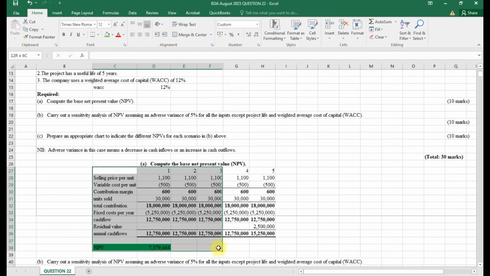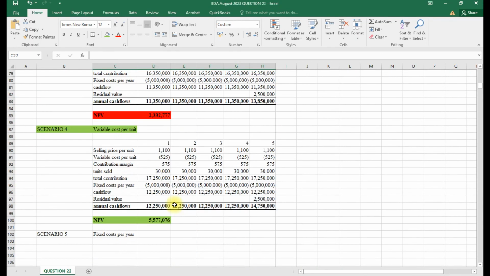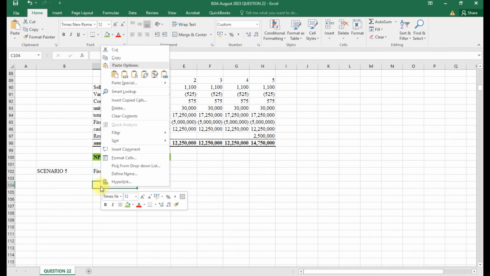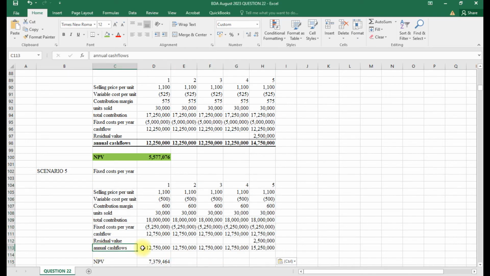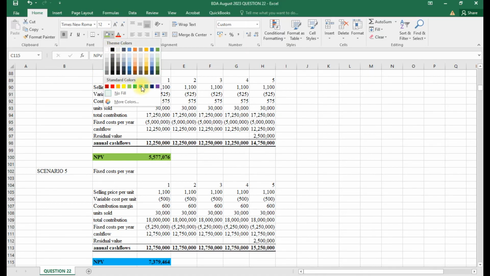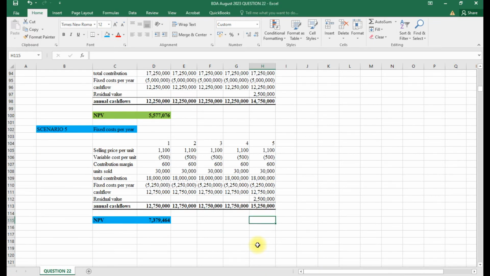I'll just copy this and paste the values here. This is our cash flow, with top and bottom borders, and this one I'll bold, and change the color palette. I'll use a blue one. And those are the 5 scenarios that were supposed to change in this particular question.